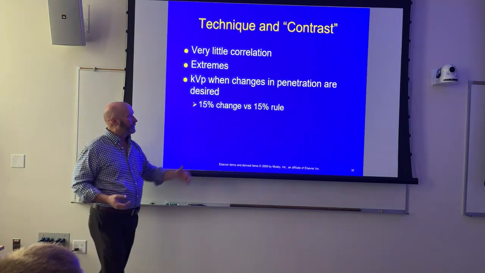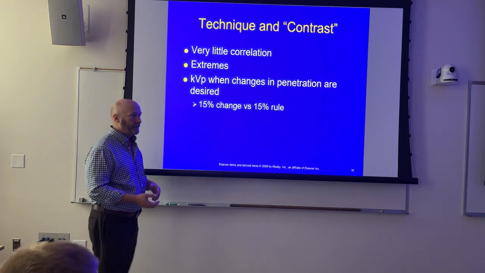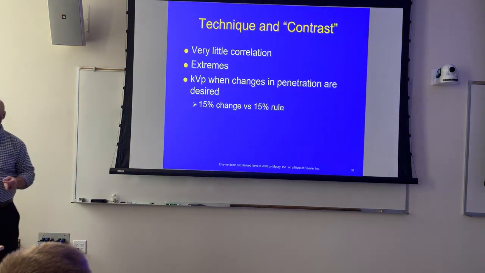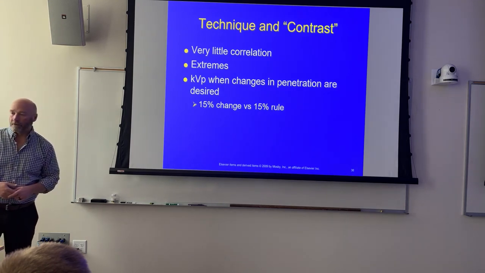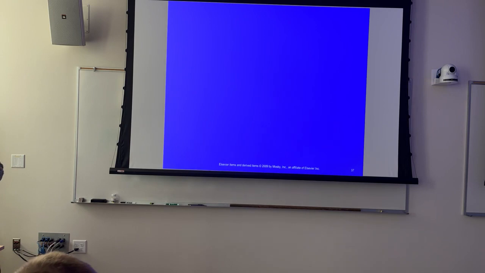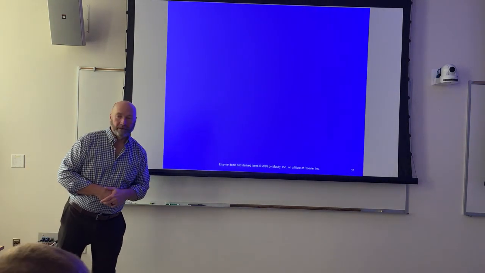So that's the 15% rule, as opposed to a 15% change in KVP, which just has to do with the increase in KVP to affect a change at the image receptor. It comes with a change in patient dose as well, maybe not as dramatic as at the image receptor, but it's still there. Any questions?